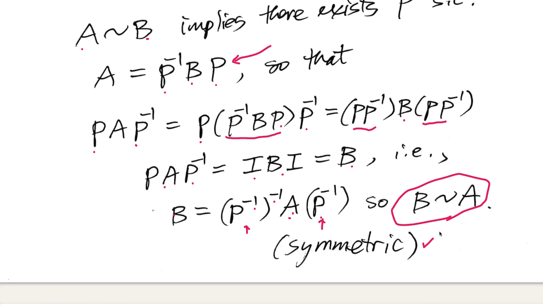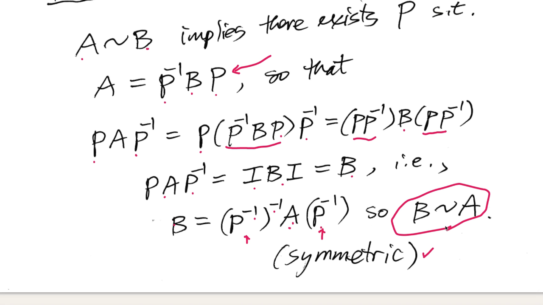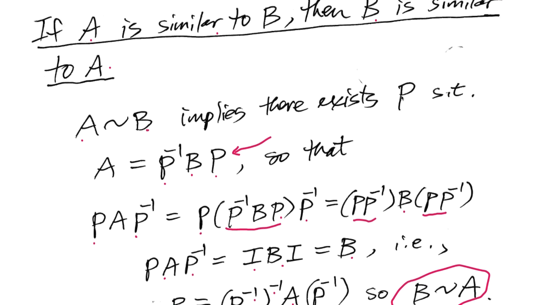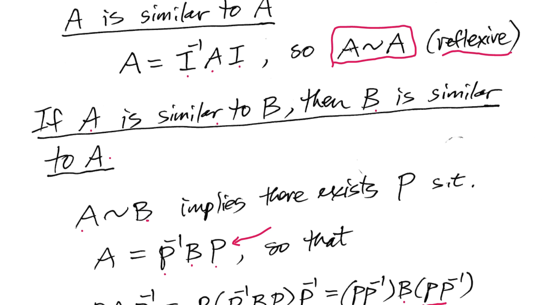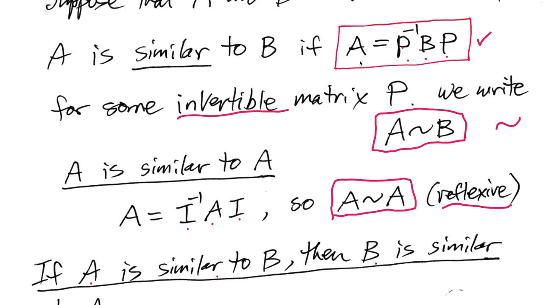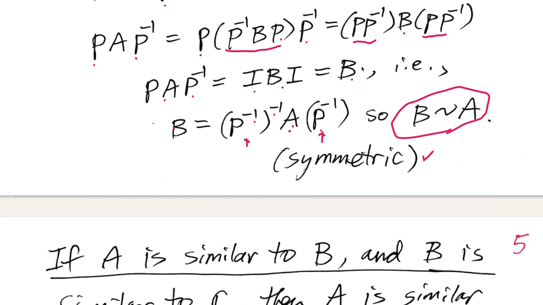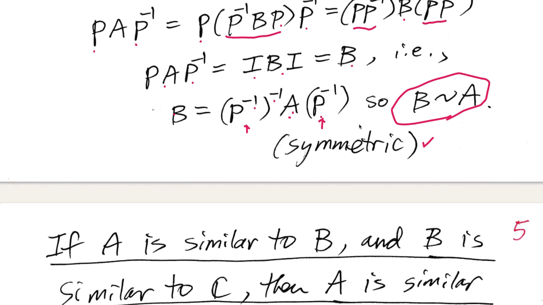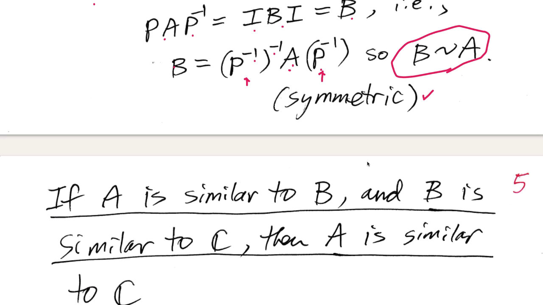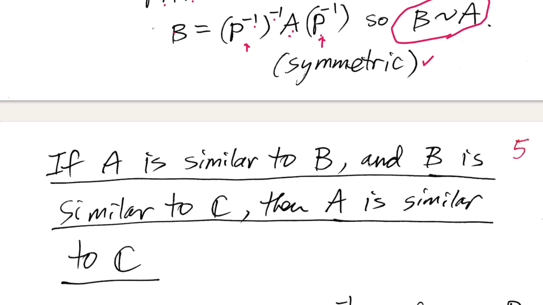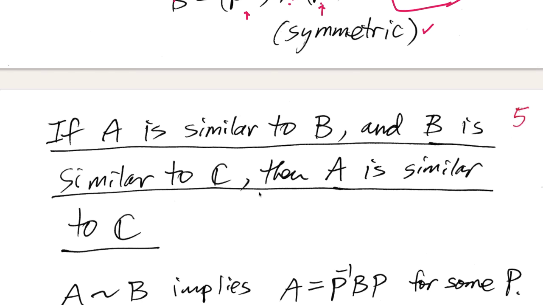So now we can say A and B are similar. B and A are similar. It means ultimately the same thing, although you would have to have different P's involved, depending on which way you're writing it. Alrighty? This last property: if A is similar to B and B is similar to C, then what do you think is true? A is similar to C.